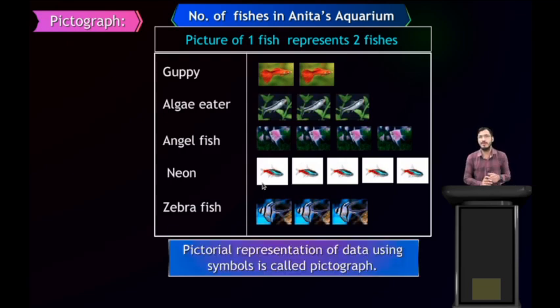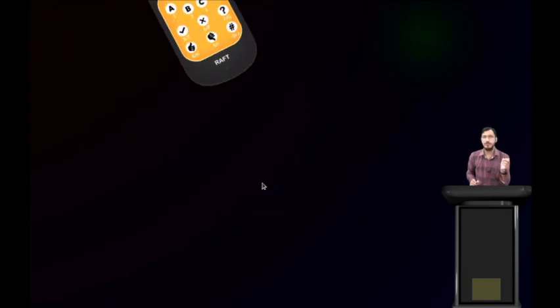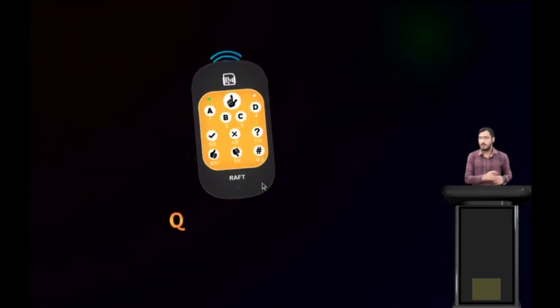Pictorial representation of data using symbols is called a pictograph. So students, remember, it's always a pictograph.